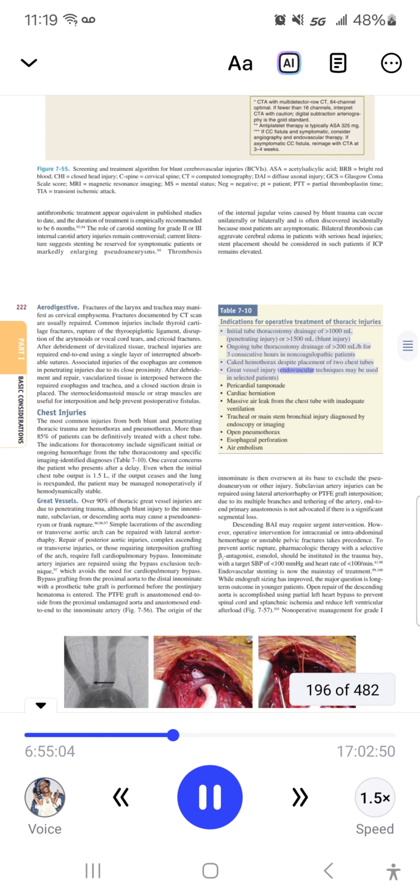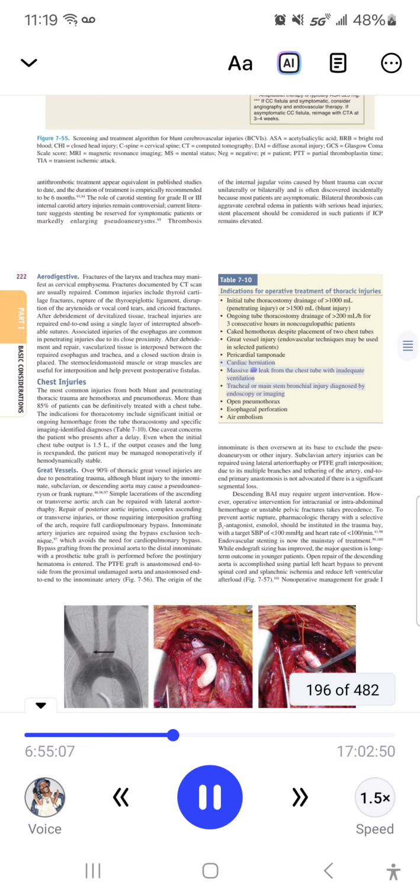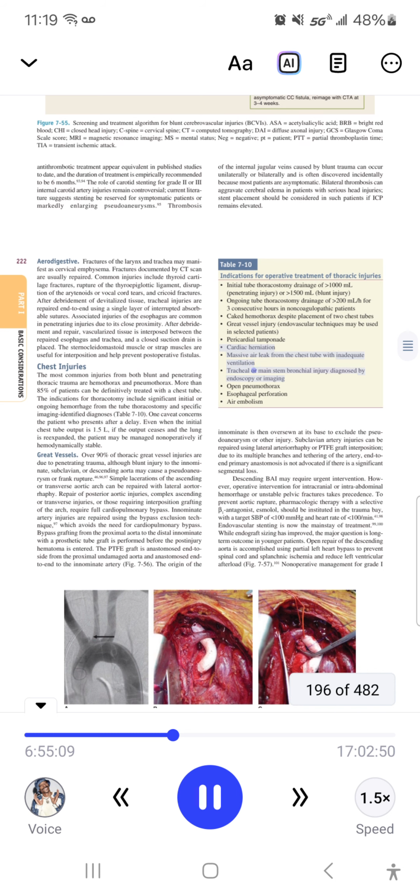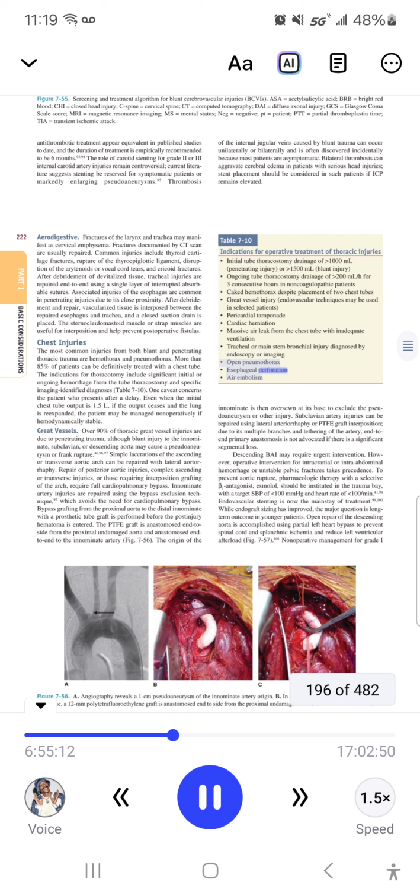Great vessel injury. Endovascular techniques may be used in selected patients. Pericardial tamponade. Cardiac herniation. Massive air leak from the chest tube with inadequate ventilation. Tracheal or main stem bronchial injury diagnosed by endoscopy or imaging. Open pneumothorax, esophageal perforation, air embolism.